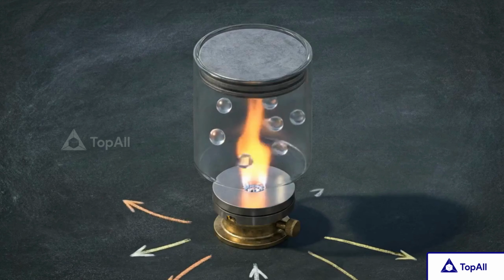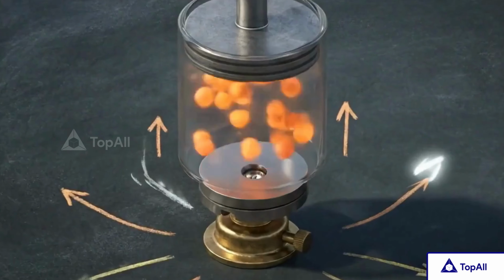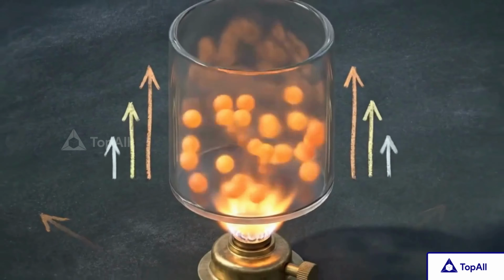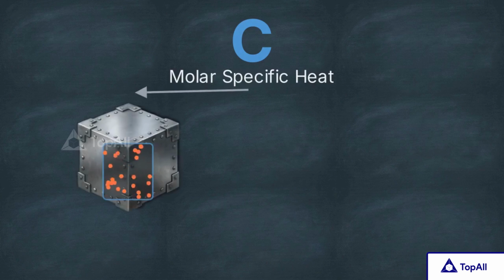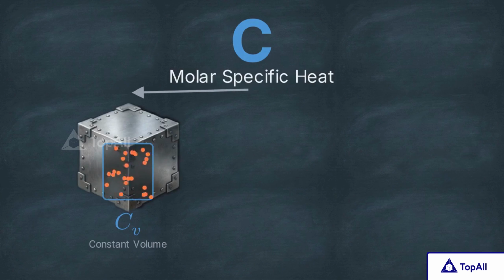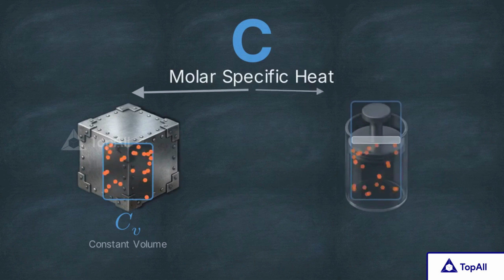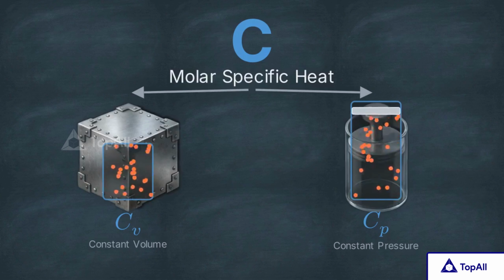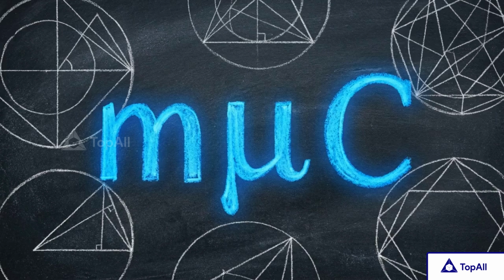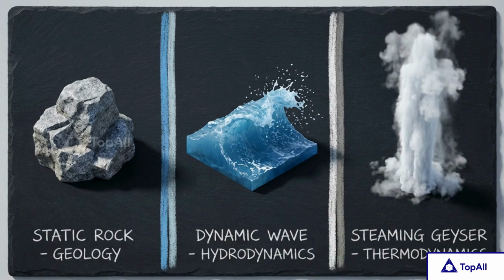Calculating this for gases requires strict environmental controls, because as gases heat up, they physically expand and push against their containers. Because of this expansion, gases actually have two distinct molar-specific heats. One applies if you lock the gas in a rigid box, so the volume is constant, known as CV. The other applies if you let the gas expand to keep the room's pressure constant, known as CP. By adjusting our variables for mass or moles, we now have the mathematical formulas required to calculate the exact thermal resistance of any solid, liquid, or gas we encounter.